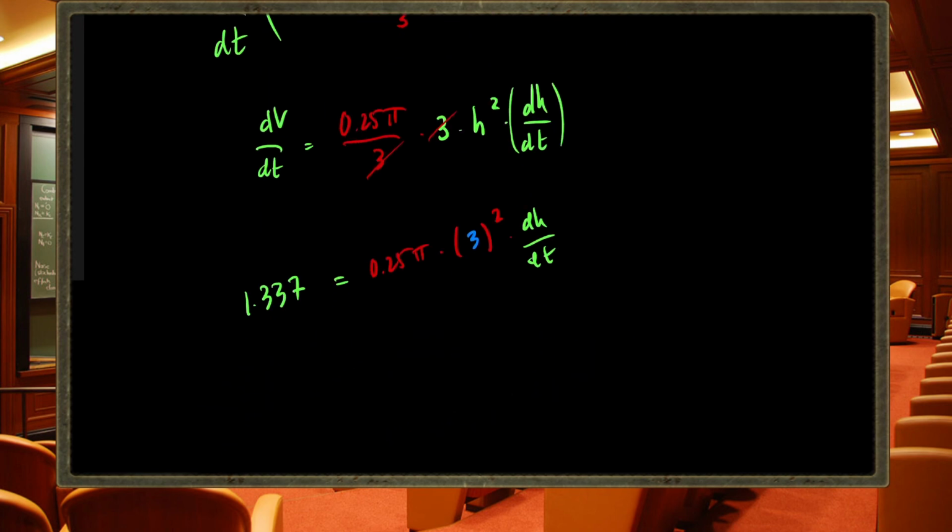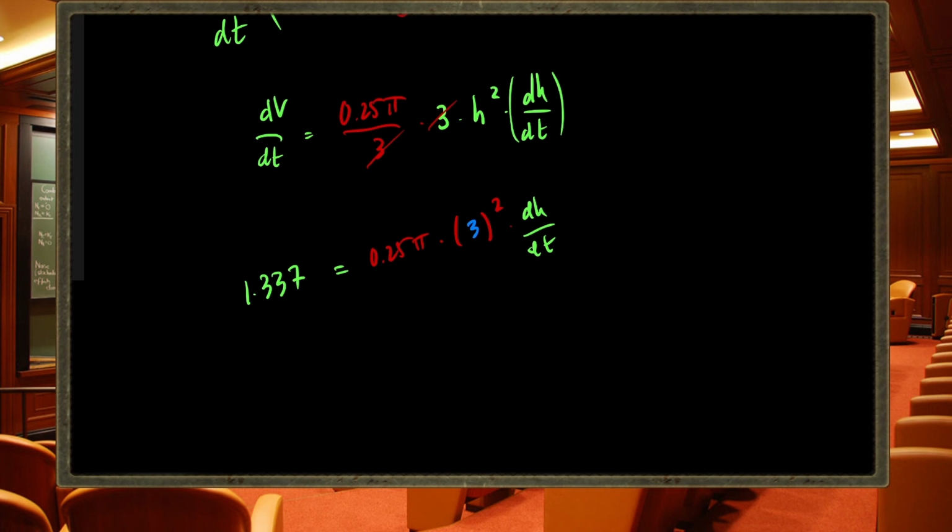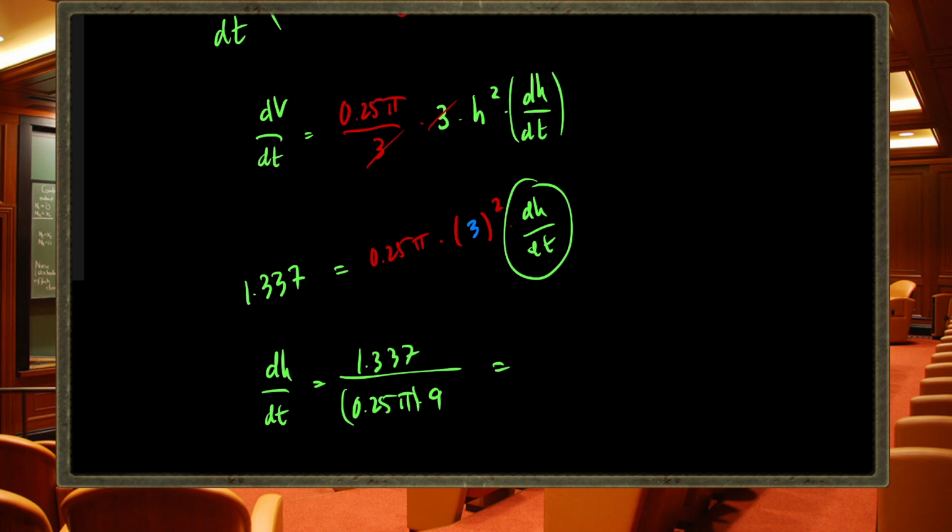All right. Now we can go ahead and just solve for dh/dt. So dh/dt equals this 1.337 all over 0.25 pi times 9. And so what do we get there? We get 0.1891. You can quiz yourself on what the units of this quantity are. It's going to be feet per minute, right? dh/dt.